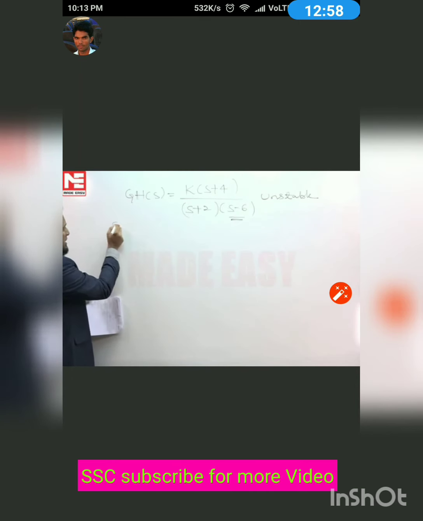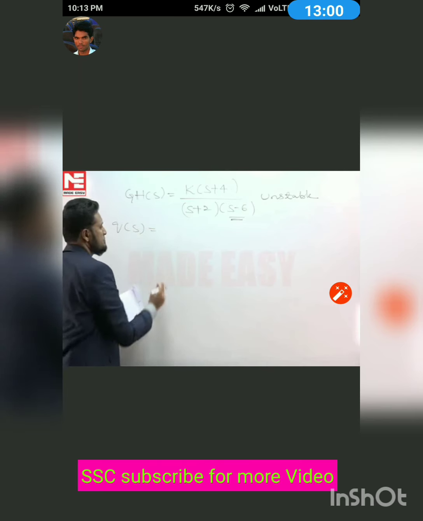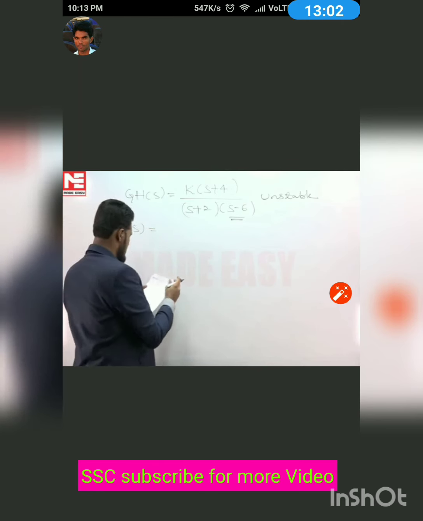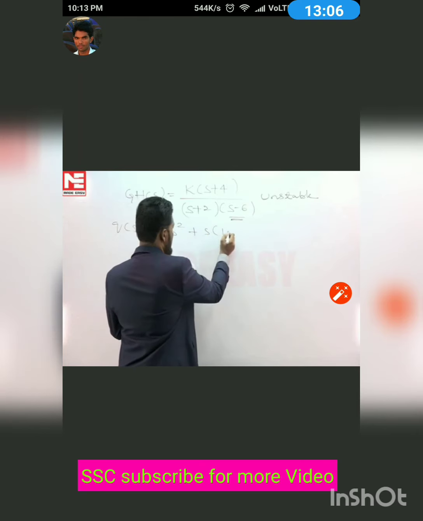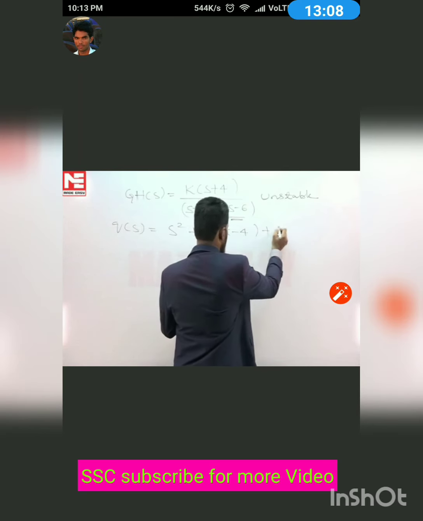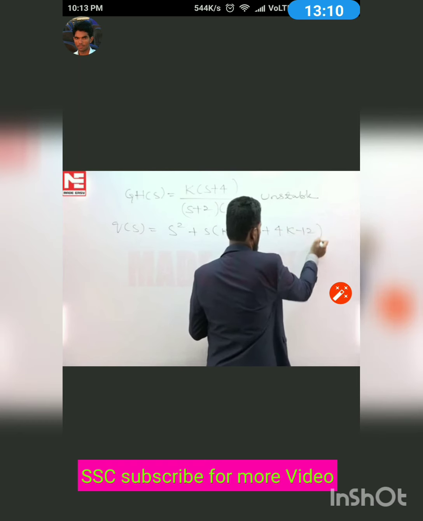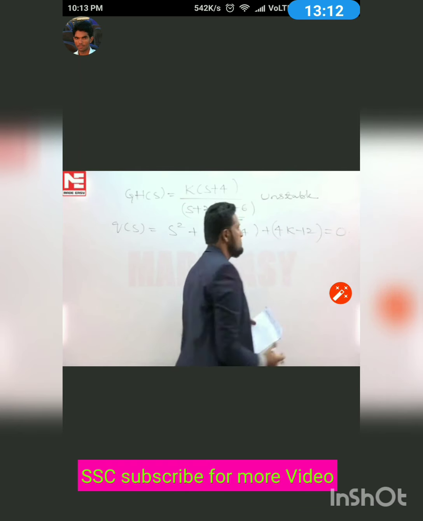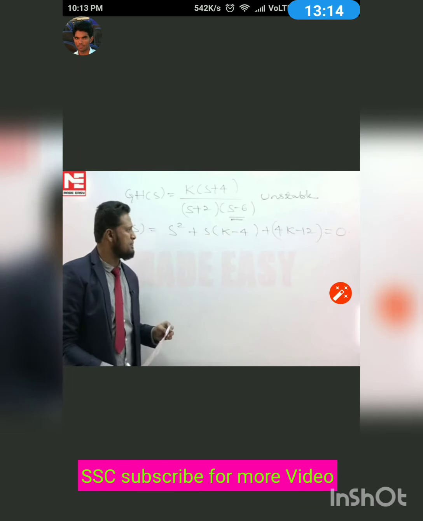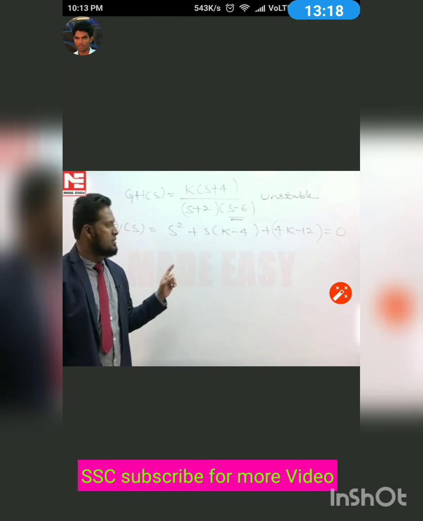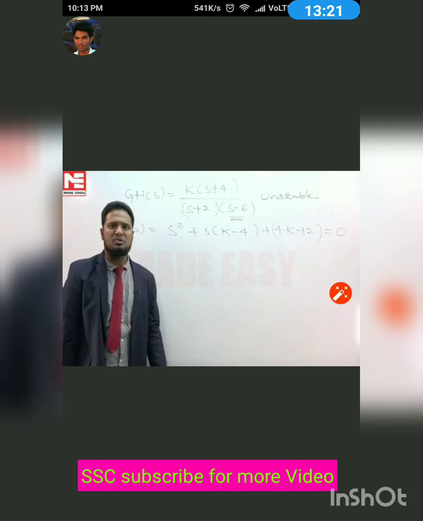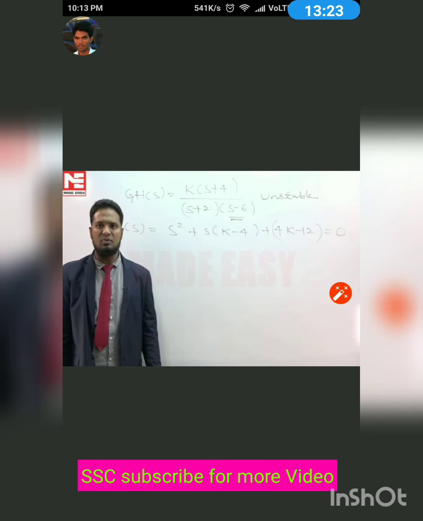Whereas, finding the characteristic equation, 1 plus G of S H of S, it will become S square plus S(K minus 4) plus 4K minus 12 is equal to 0. Closed loop system stability depends on the roots of the characteristic equation. Since it is a second order system, necessary condition itself is a sufficient condition for stability.